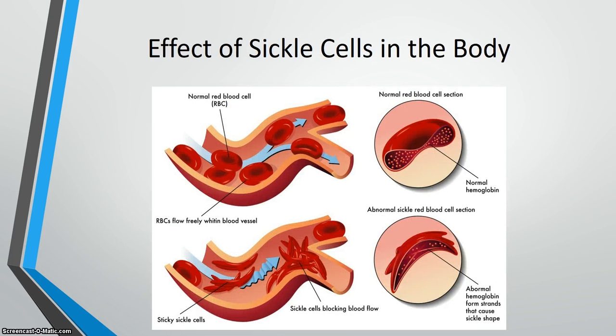So in this picture, you can see that for normal red blood cells at the top, they're disc shaped, they're nice and smooth and flexible, and inside of them the hemoglobin is evenly distributed. However, at the bottom, you see that there are strands inside the sickle cells, which causes them to take on that shape. And because they have that shape, a blockage occurred in one of the blood vessels at the bottom left, you can see.